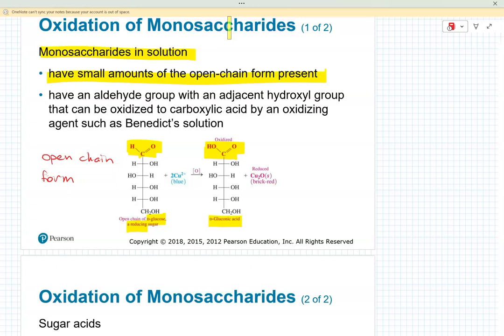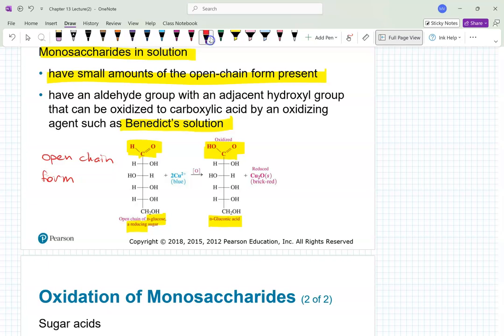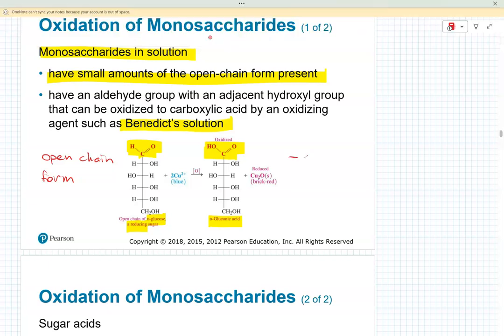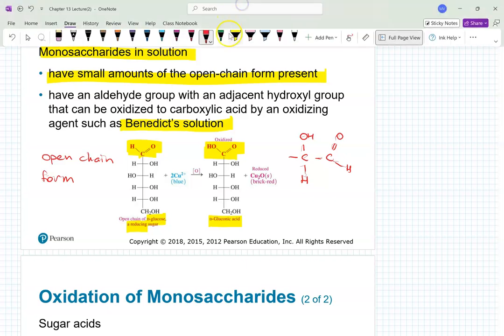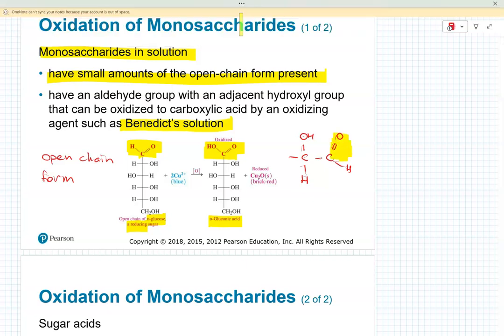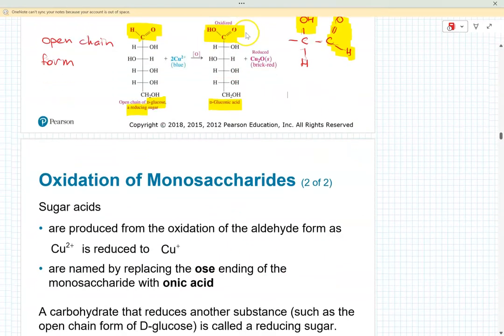It can be oxidized by a reagent such as Benedict solution. Remember the one that we just talked about? And I want to remind you all that Benedict solution specifically oxidizes the following arrangement. So you have to have a carbonyl group and the OH group next to each other. Does that make sense to you? Okay.